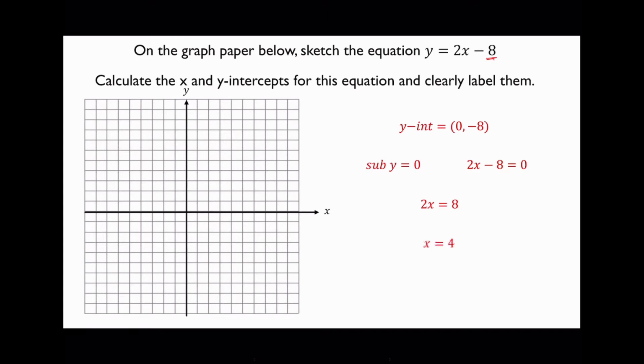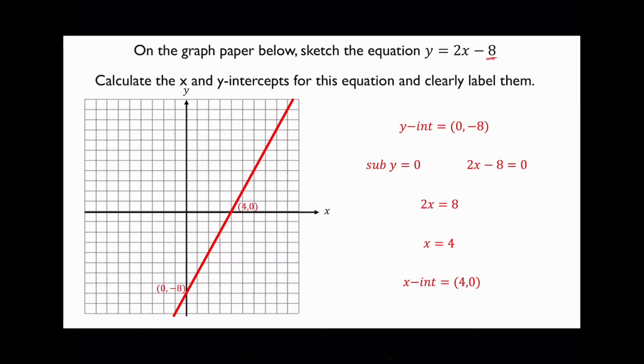hence x is equal to 4. And once I've found my x and y intercepts, remember that to draw a straight line, all you really need to know is two coordinates and draw a line in between those two coordinates. In this case, I've drawn my straight line, and I've also stated my actual coordinates. Make sure that you are expressing the coordinates in your final answer when you're sketching this as well.